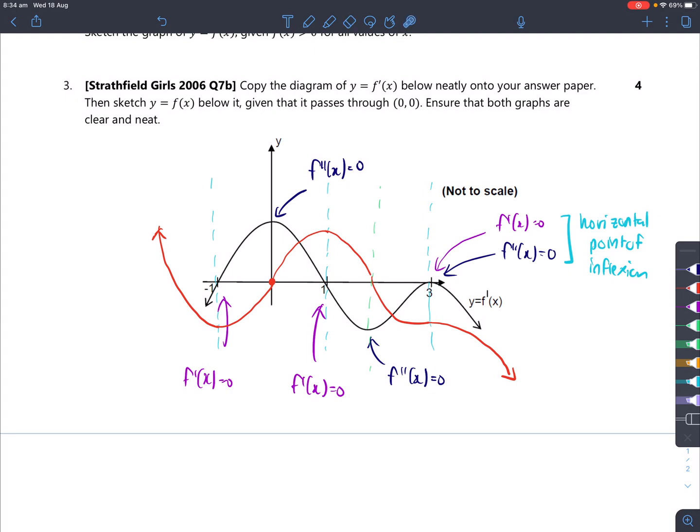And also because this part has negative gradient, I have to slope down, and also this part has negative gradient as well, which means I still have to go downwards for my function. And that's how you draw f of x given f dash x.